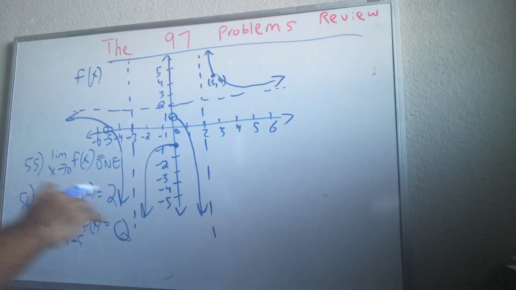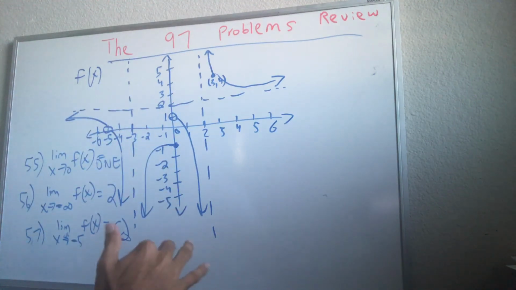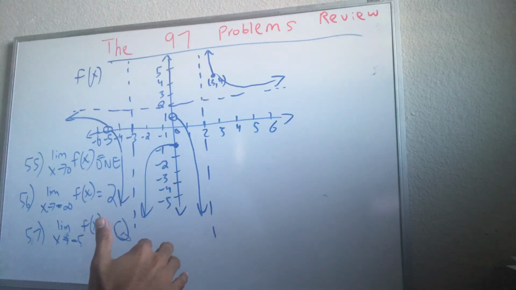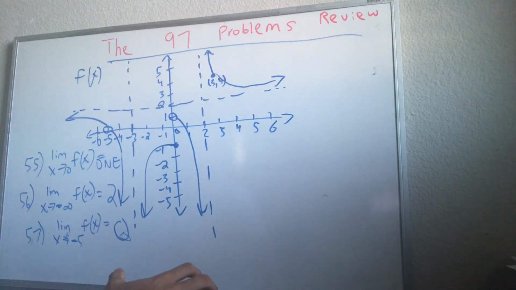So those are questions 52 through 57 that I've just gone over. Utilizing this graph, we understand the concept of limits, and the main idea that you really want to take away is that the one-sided limits must be equal in order for the limit to truly exist.